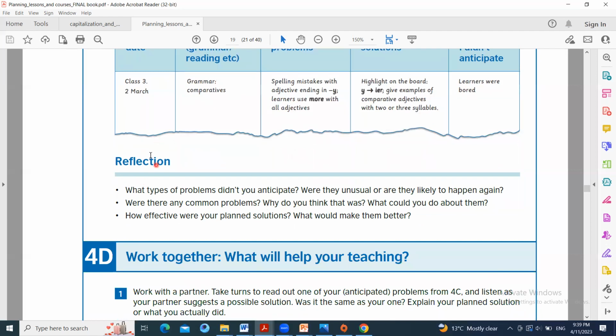Now let's move to the points of reflection. What types of problems didn't you anticipate? Were they unusual, or are they likely to happen again? Were there any common problems? Why do you think that was? What could you do about them? How effective were your planned solutions? What would make them better?